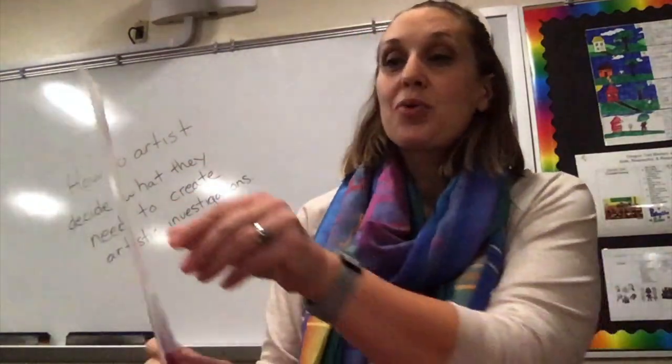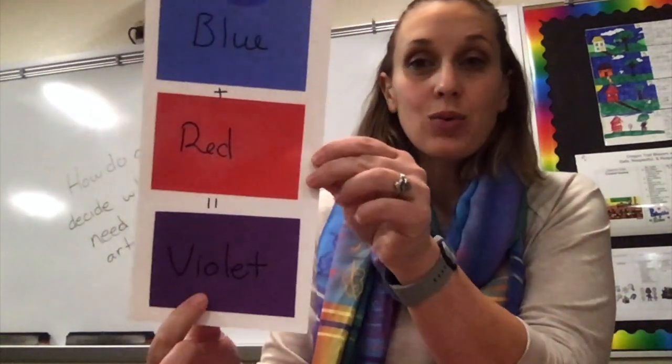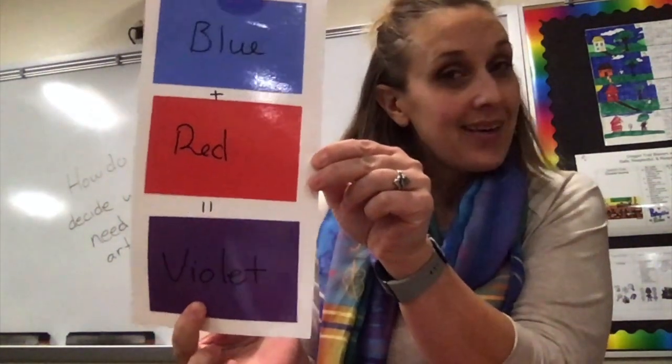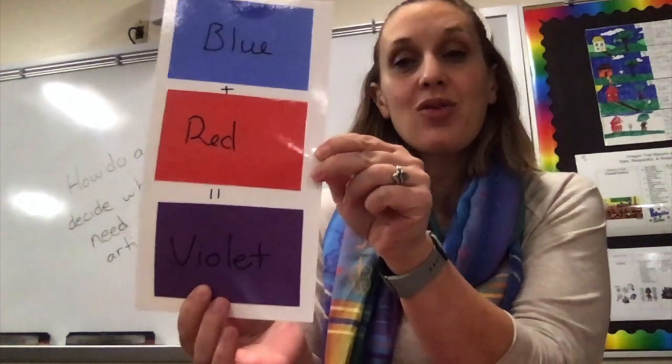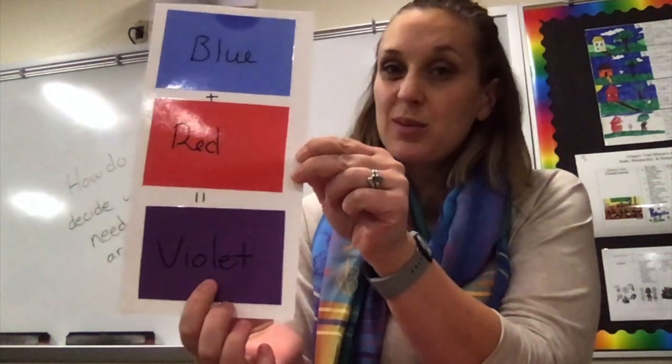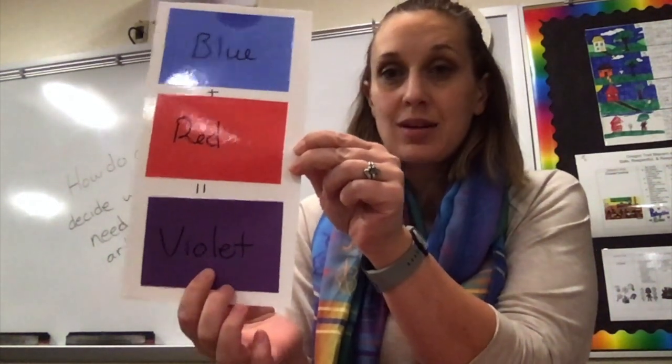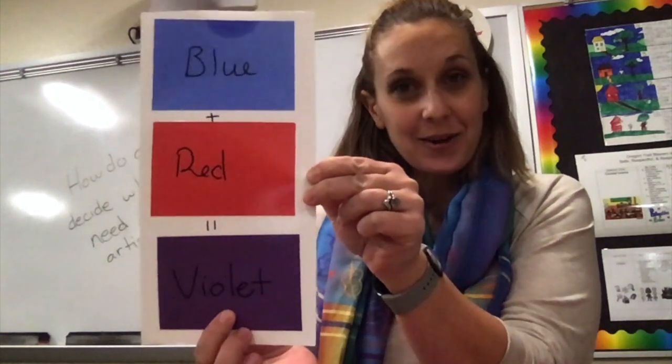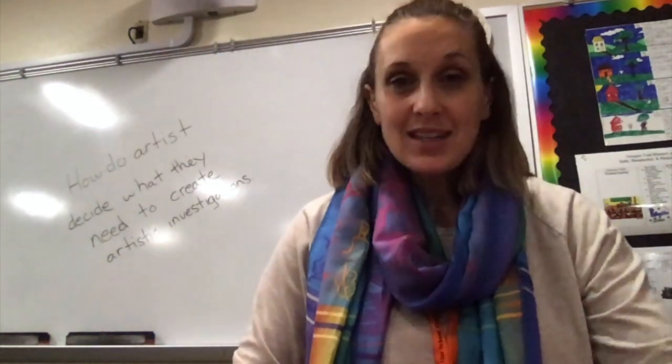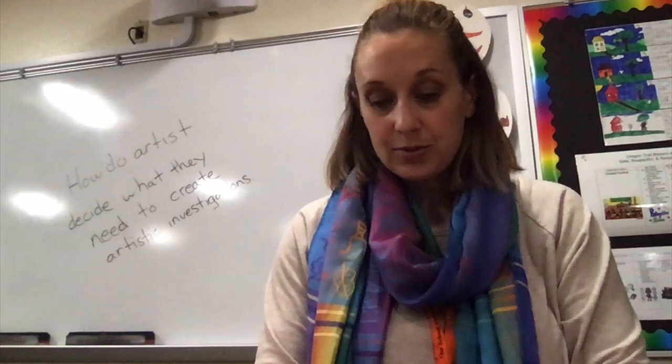If you mix red and blue together, you will get, yeah, purple, also known as violet. It is important to remember that those two words mean the same color. So that's how we get those secondary colors.